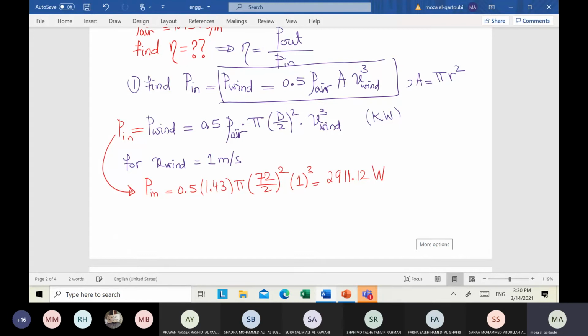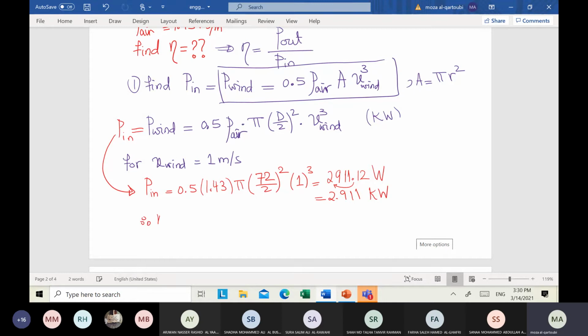We need it in kilowatt because in the table, P out is given in kilowatt. So we need to divide it again. So this value will be 2.911 kilowatt. So we can now find the efficiency for the first value of speed equal to 1 meter per second.